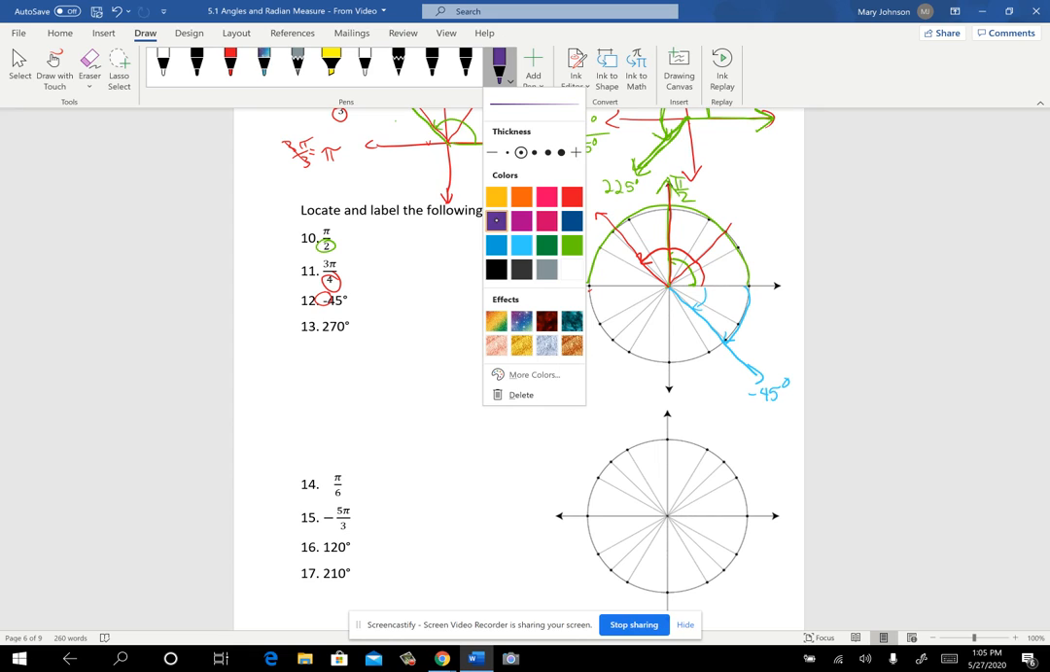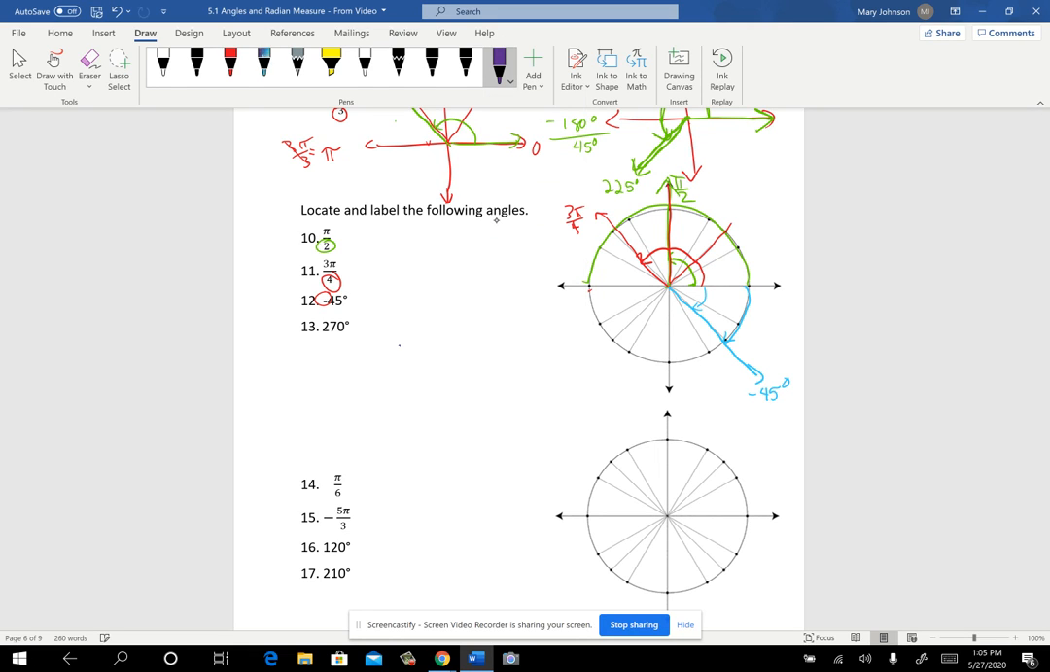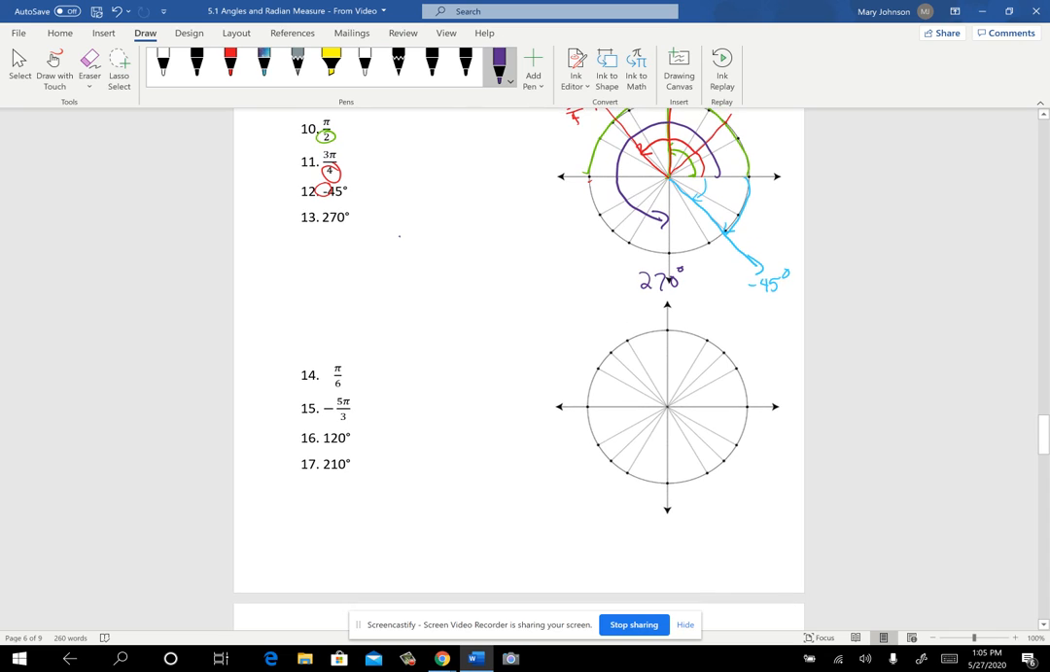Okay, so let's look at positive 270. So that would be in the positive direction, which is counterclockwise. We'd go 90, 180, 270. 270 is a quadrantal angle. Be located right here. That would be the location for 270 degrees. Okay. All right, let's do a few more. Okay, let's look at 14, 15, 16, and 17.